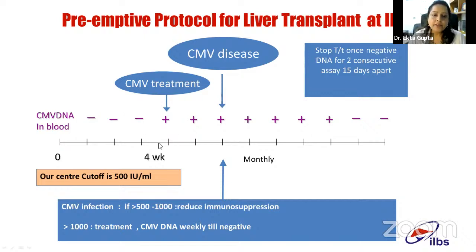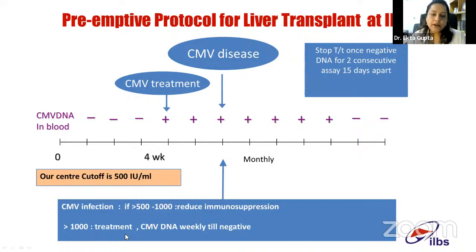And anytime the infection occurs, you start CMV treatment depending upon the viral load. Now, if your viral load is 500 to 1,000, we just tell the surgeons to reduce immunosuppression. Less than 500, we do not tell them to do any intervention. So we have found a center cutoff as 500 international units per ml.